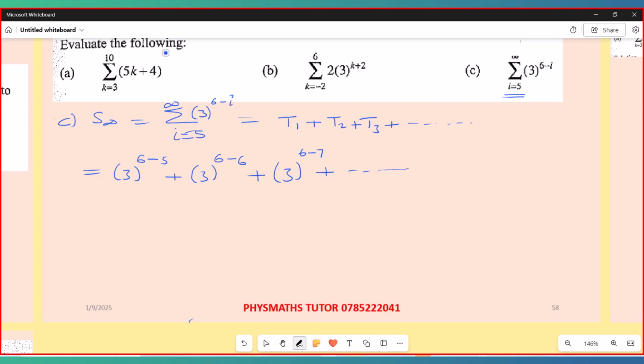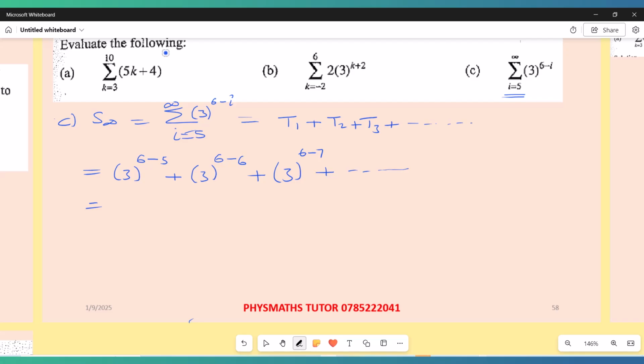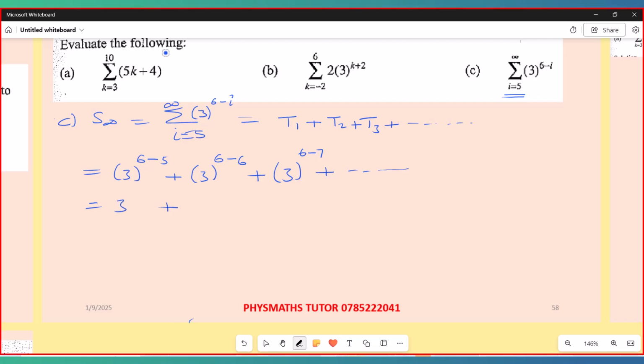From here, what is 6 minus 5? 1. Then 3 power 1 is 3. What about 6 minus 6? 0. So what's 3 power 0? 1. What about 6 minus 7? Negative 1. Then 3 power negative 1 is 1 over 3. So what is our common ratio here? 1 over 3. What about our first term? 3.